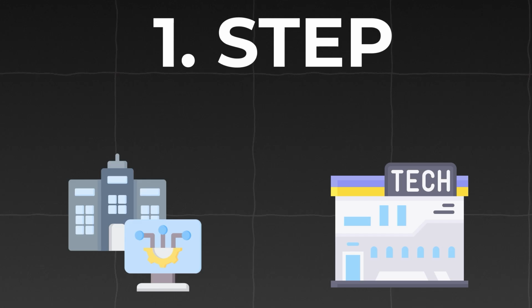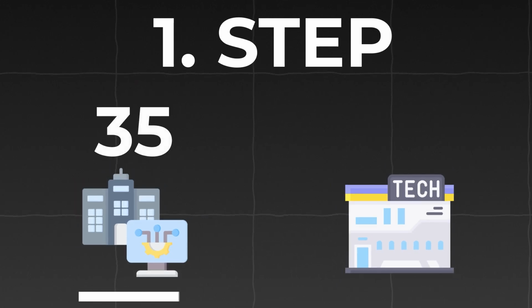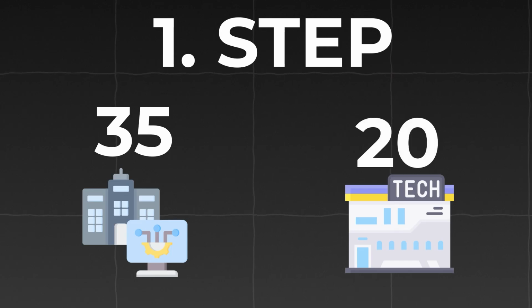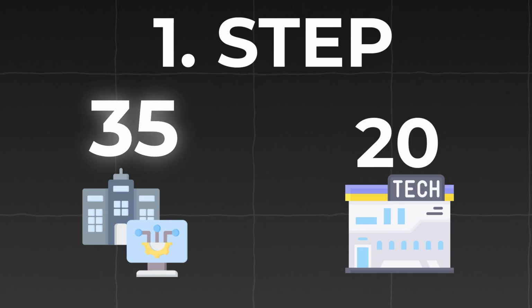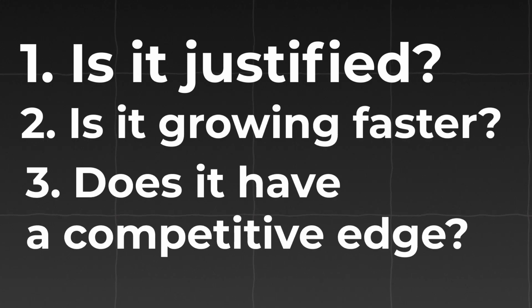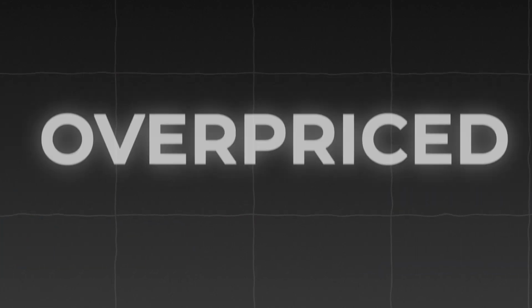So how should you actually use the P/E ratio? The first step is to compare it to similar companies in the same industry. For example, let's say you're looking at a tech stock with a P/E of 35. If other tech companies in the same space have P/Es around 20, you need to ask yourself if this stock's higher valuation is justified. Is it growing faster? Does it have a competitive edge? If the answers are yes, the higher P/E might make sense. If not, it could be overpriced.